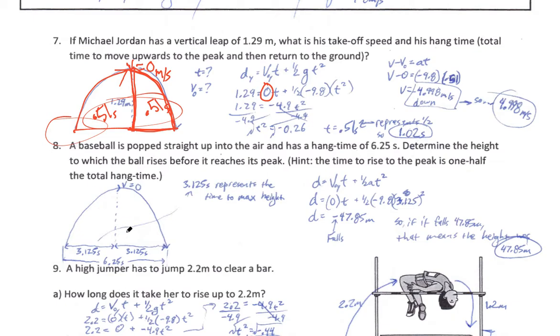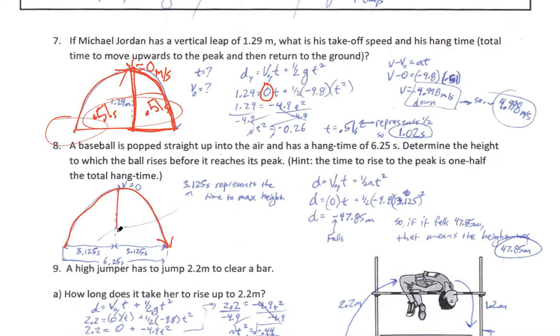Number 8 is identical in terms of process. Obviously, the numbers are different. We gave you a hint down here, but we didn't give it to you before. That's kind of interesting, right? But same deal. We know that the total hang time is 6.25 seconds. So I guess it is slightly different. We're kind of working backwards here. I misspoke. But that means that if our total hang time is 6.25 seconds, this whole thing takes 6.25 seconds.